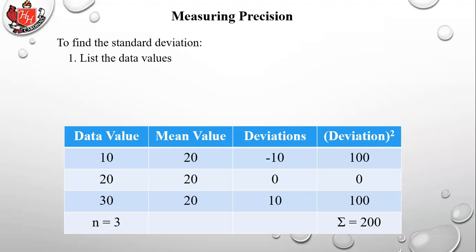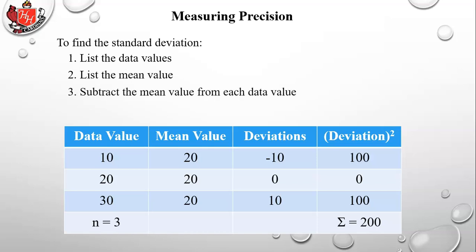Actually, let's compute the value of set 2 first, okay? So the data values are 10, 20, and 30. The mean, again, was 20 for that set of data values, so you list that in the next column. Then you do your subtraction. 10 minus 20 is negative 10, 20 minus 20 is 0, 30 minus 20 is 10. And then you square those numbers. Negative 10 squared is 100, 0 squared is 0, 10 squared is 100. And then you add up the deviation squares. So 100 plus 0 plus 100 equals sigma 200, the summation. And n again equals 3. You have 3 values. So square the deviations and sum them, that's the 200.